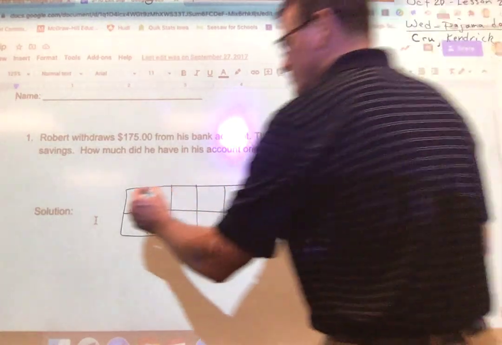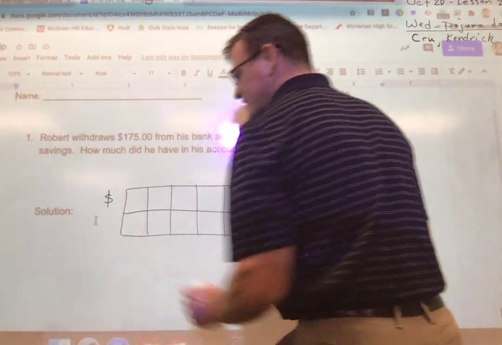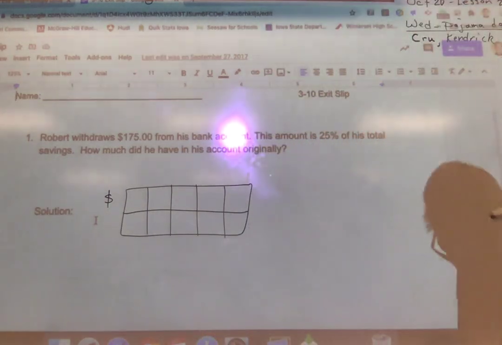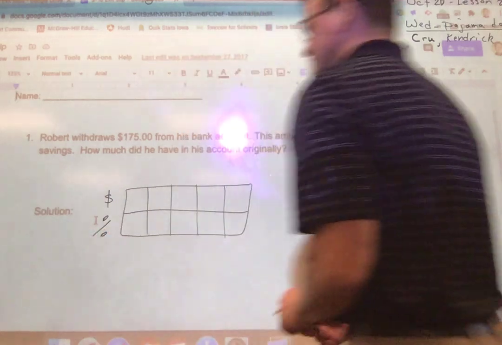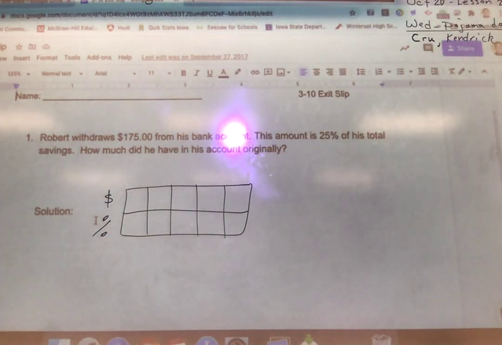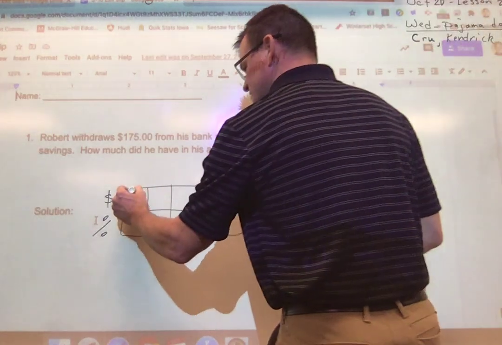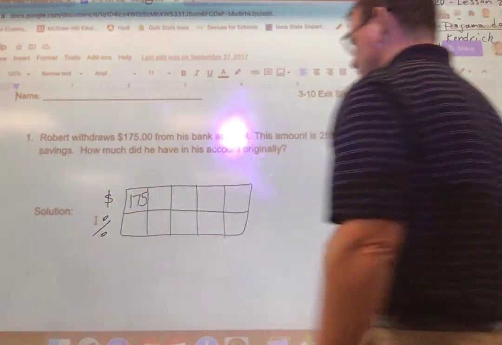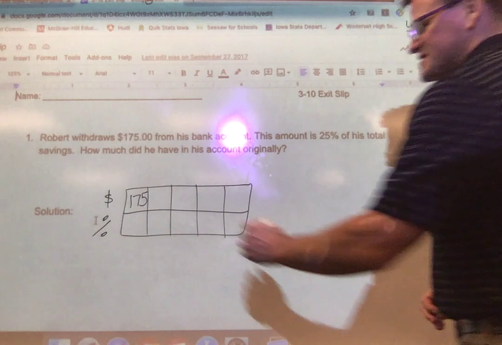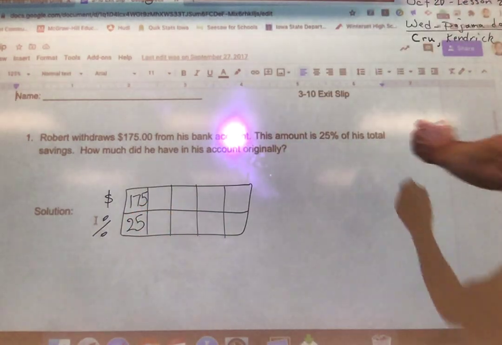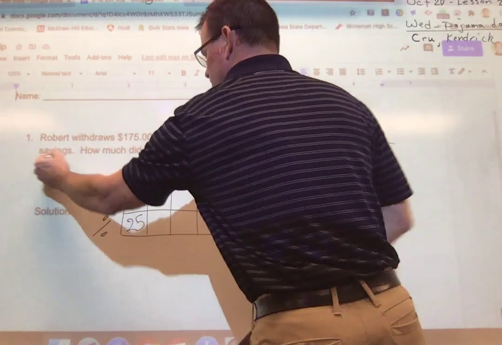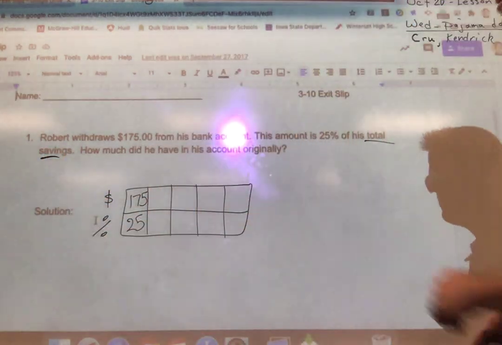Okay, so I'm just going to label this. Let's put a $ sign for his money. And then here is his percentage. So let's put a percent sign here. So his money and his percent. And what it tells me, when he withdraws $175, there's his money. That's 25% of his total savings. Okay, so we know 25%.